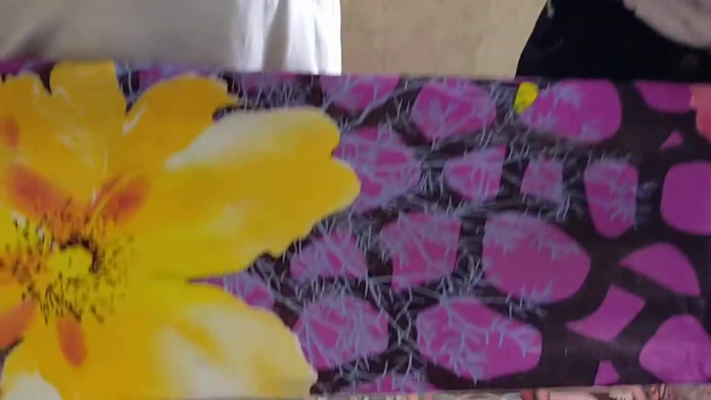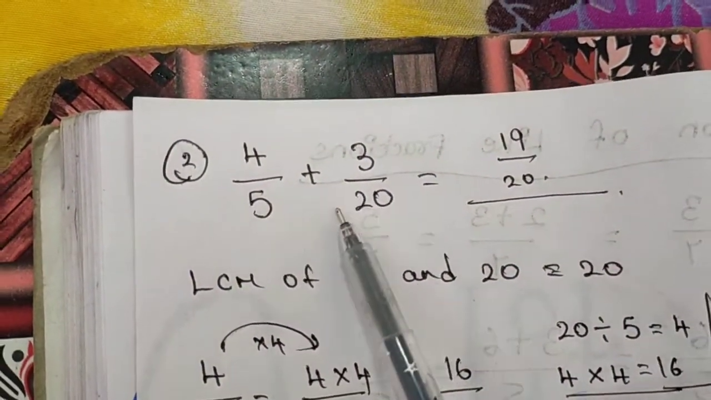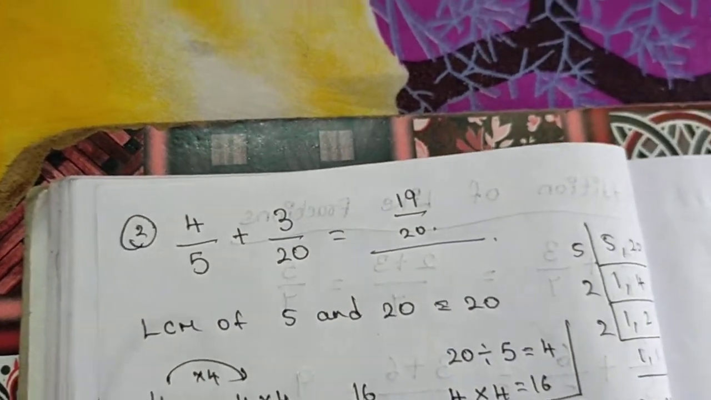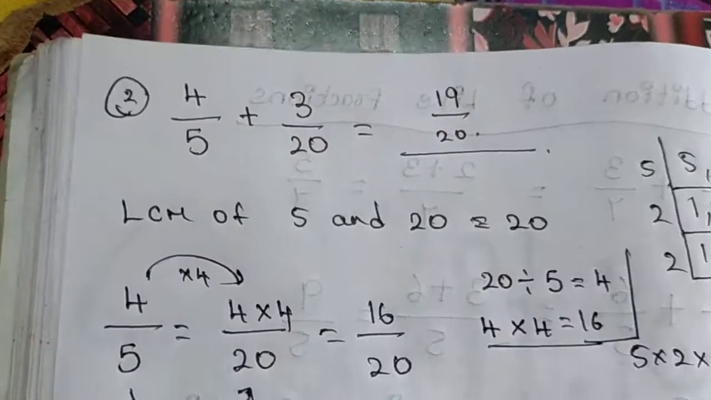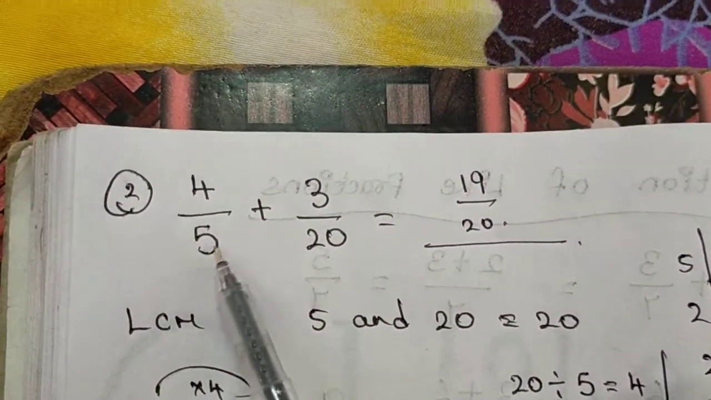See, one more example I have taken. What are the two fractions here? 4 by 5 plus 3 by 20. Both the denominators are different, so it is an unlike fraction. Now you have to convert it into like fraction. So what will you do? First you find the LCM of the denominators. What are the denominators? 5 and 20.